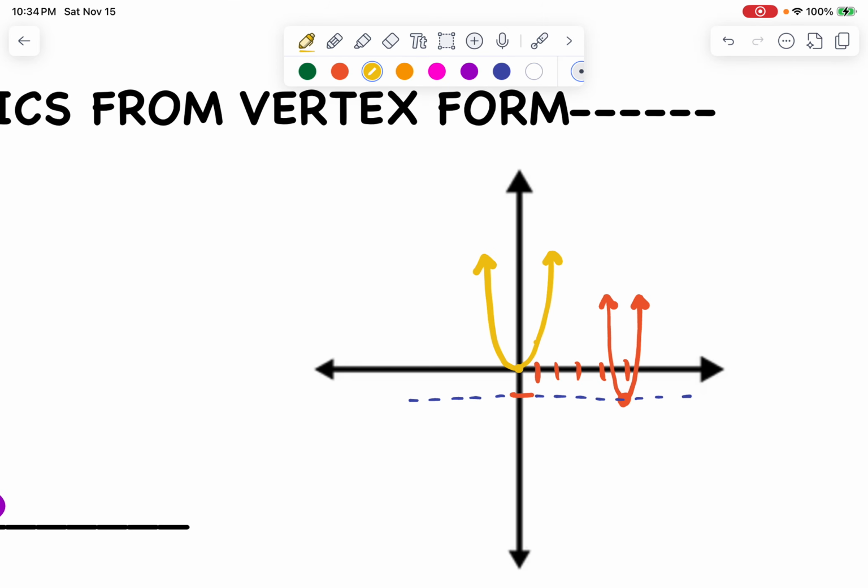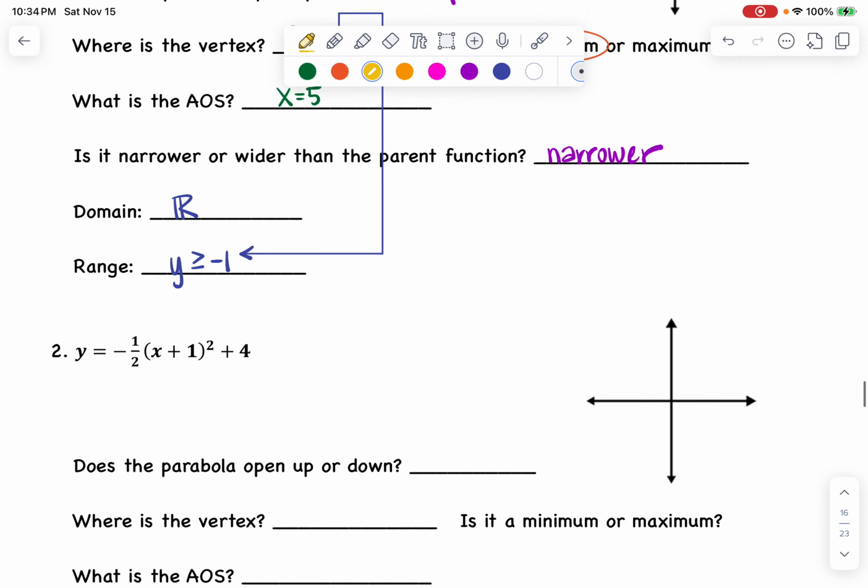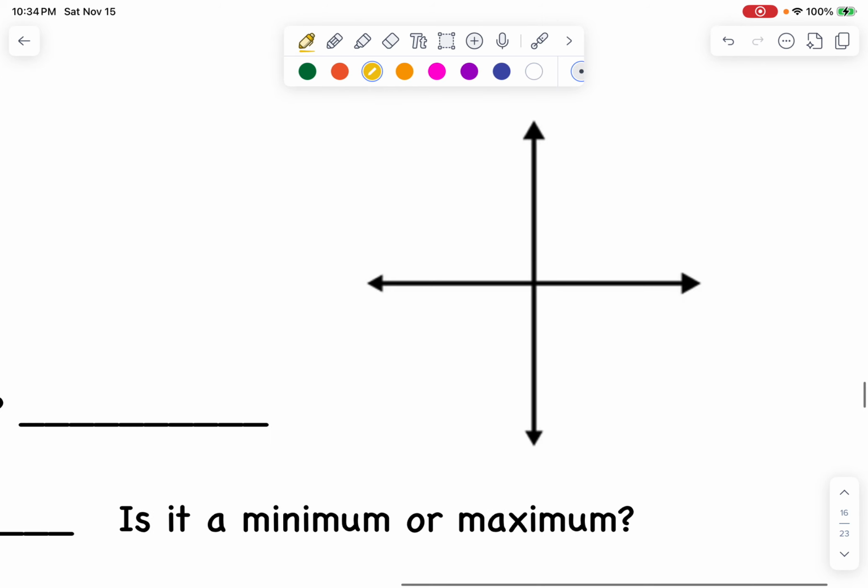All right, let me, there we go. I'm going to make sure I label that. All right, let's go to this one. I'm going to do the same thing. I'm going to sketch a graph of my parent linear function. Why do I keep saying linear? I'm so sorry. Parent quadratic function.